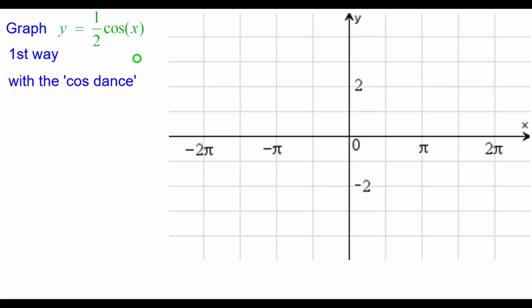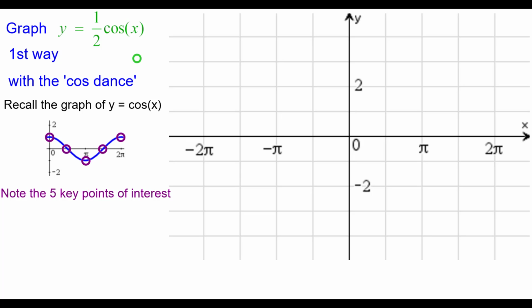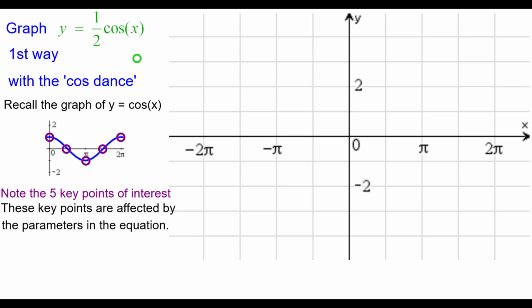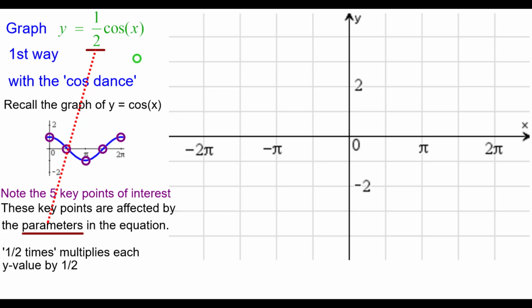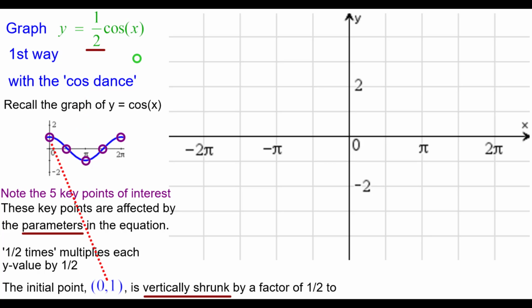The first way is with the cosine dance. Recall the graph of one wave of the cosine function. Note the 5 key points of interest. These key points are affected by the parameters in the equation. In this case, there's only one parameter, and that is 1/2. So that's going to multiply each y value by 1/2. The x coordinates are unchanged by that parameter.